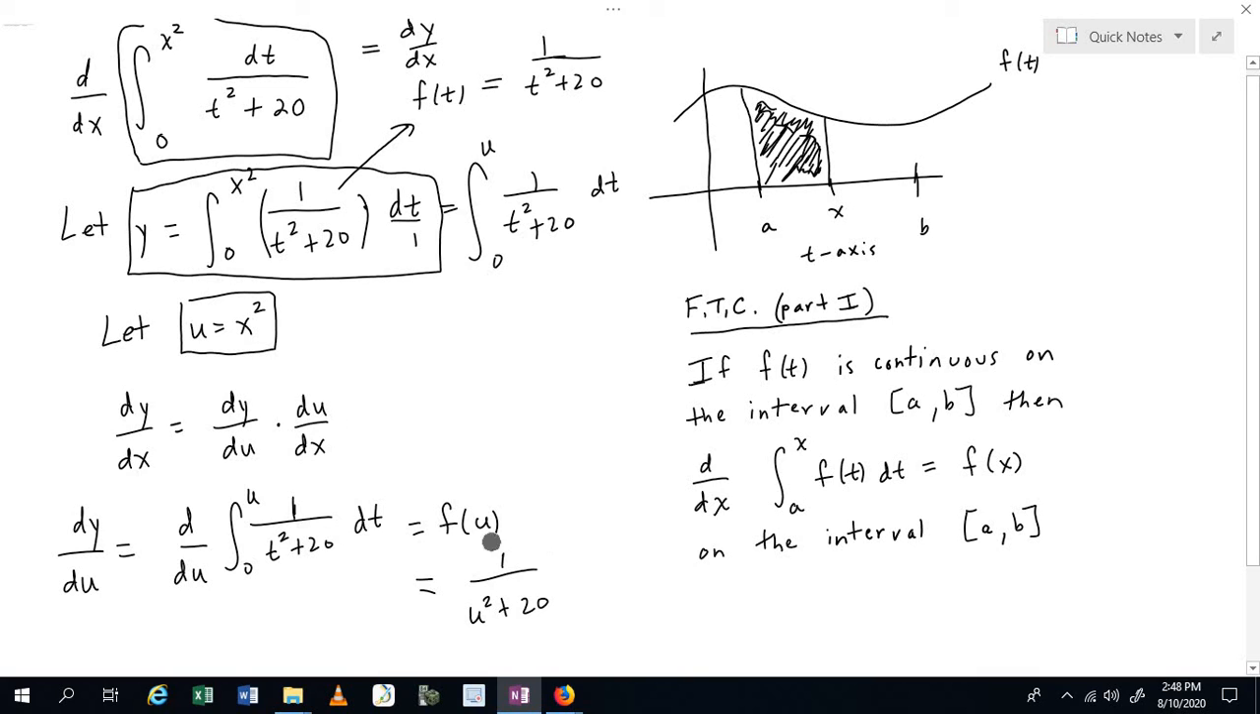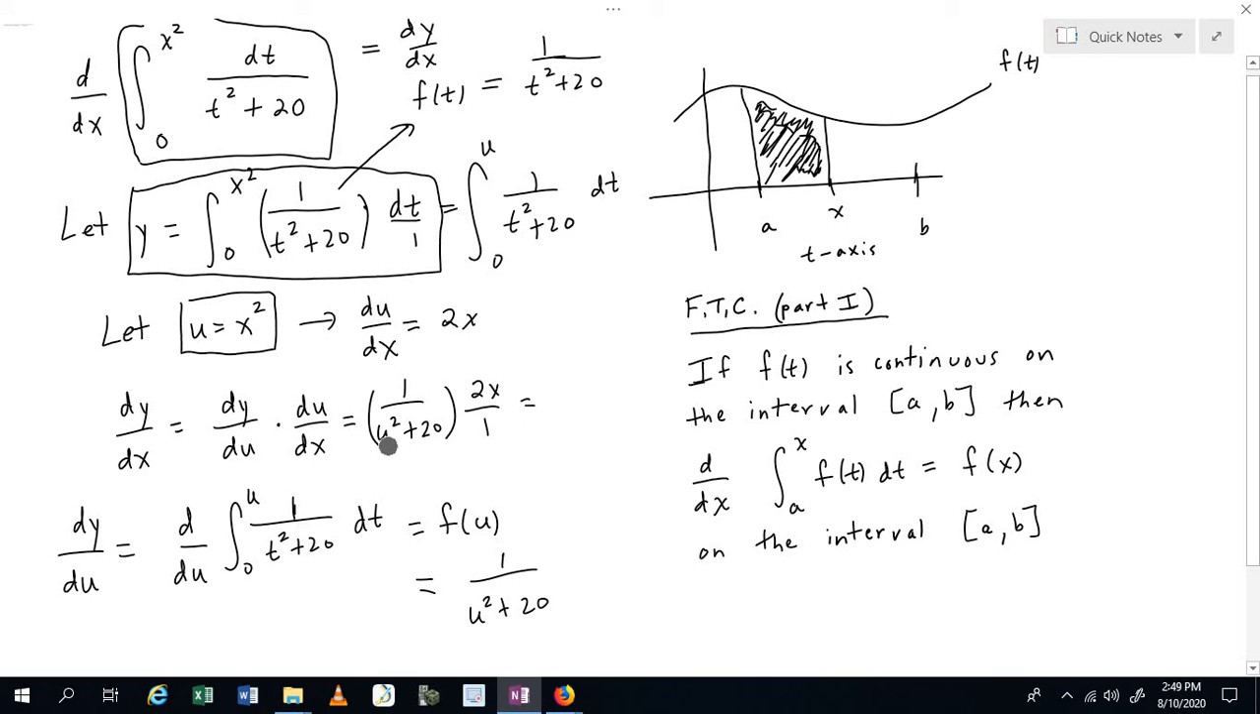Now we just need du/dx. The derivative of u with respect to x would just be the derivative of x squared with respect to x, and that's just 2x. So let's go back and fill this in. dy/du is 1 over u squared plus 20 times du/dx, which is 2x.